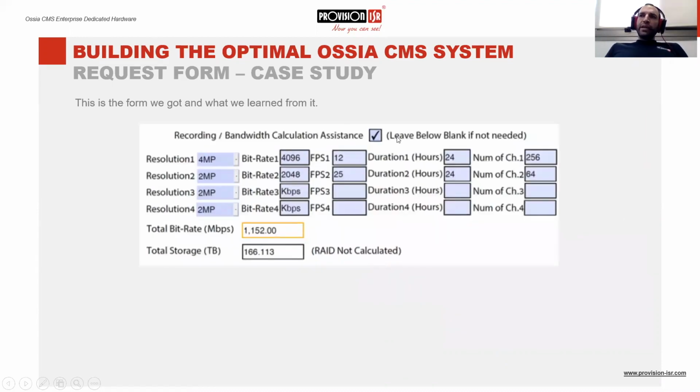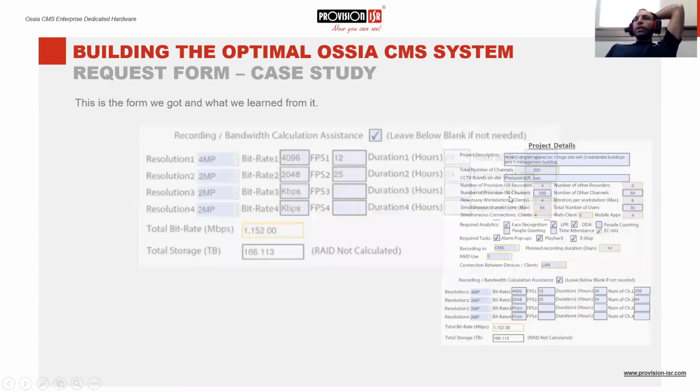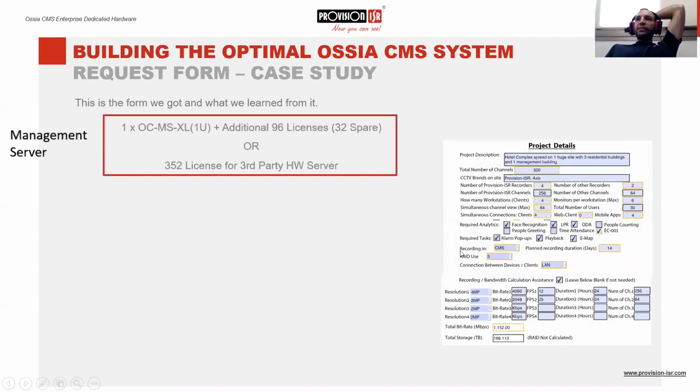And here, this is optional, okay? It's not a must for you to fill it, but it's better to fill it because you have here the calculation of the bit rate and the total storage. So after filling it, all of these fields, the bit rate and the storage required will be filled automatically. It will be calculated by the form. What we see here is that we have 1,152 megabit per second of bandwidth, and we need a total storage of 167, let's say, terabytes, not including RAID, okay? So what we learned from it, this is how we design the system for the customer.